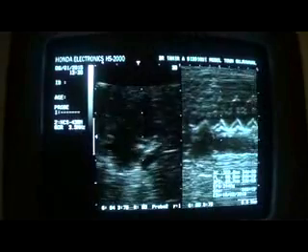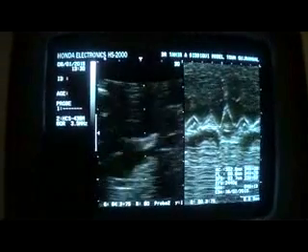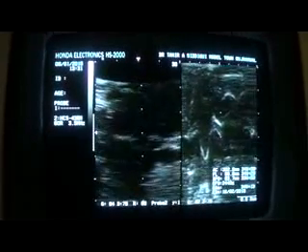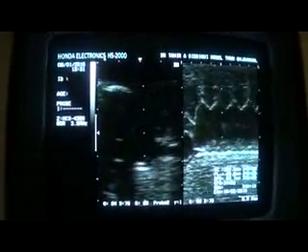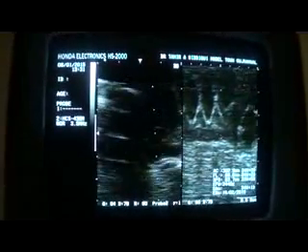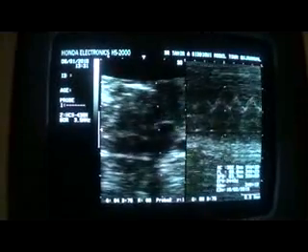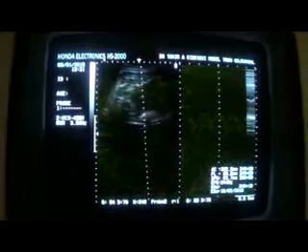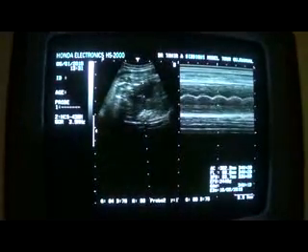I am not an expert in echocardiography. However, I am going to show you whatever is possible by my knowledge. Now this was the magnified view. Let's come to the normal.